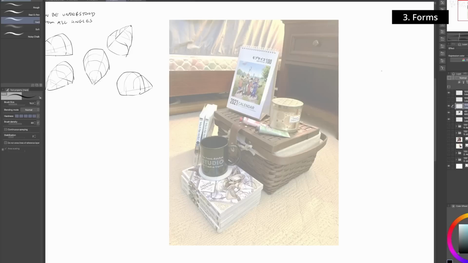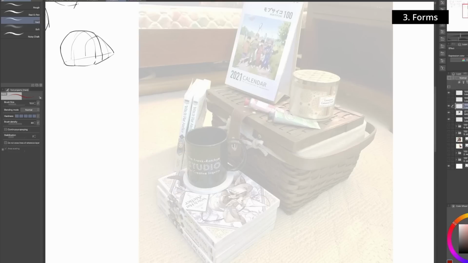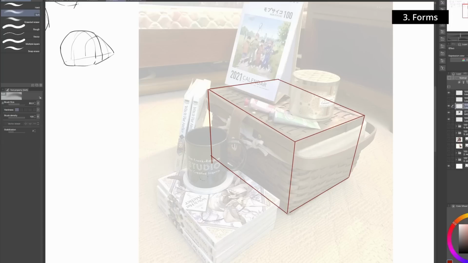What we're going to do is break down this photo into basic forms. The main one's probably going to be this basket here. And in CSP, if you hold down Shift, you can draw straight lines, which is very useful. Here the idea is to draw through the forms. Even though the basket is being blocked by this cup and these books and this calendar and these candles, you still have to be able to picture what the full volume and form of this basket looks like behind and underneath all of these other objects. Additionally, seeing through the objects and understanding what it looks like on the other side and the bottom too.